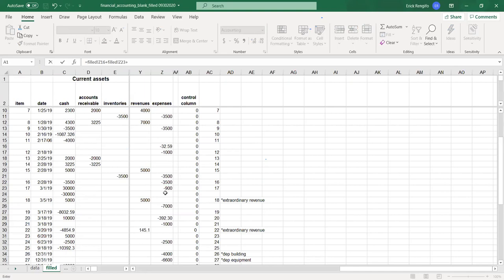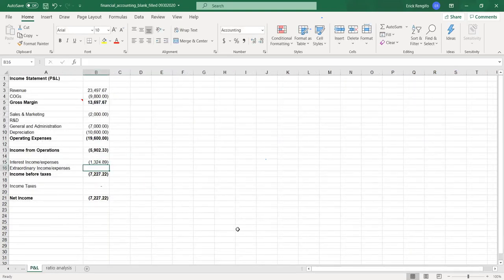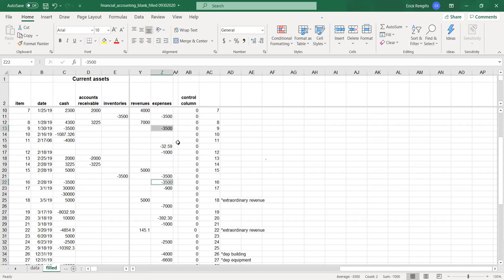And 20, what is 20? 20 is my interest for a short-term loan from the bank. So you should have 1,324.9. Makes sense? Sorry, is it 13, 17, and 27? No. It's 11, 17, and 20. Yes, 11. So this one here is 11, plus 17 plus 20. This one here.